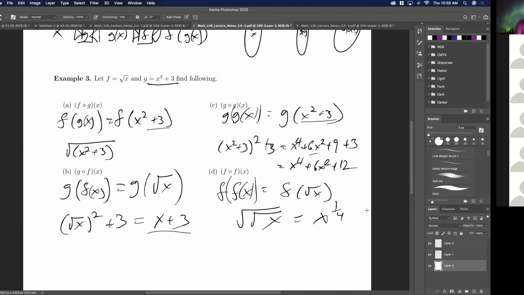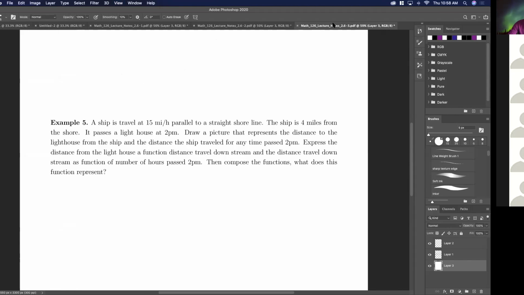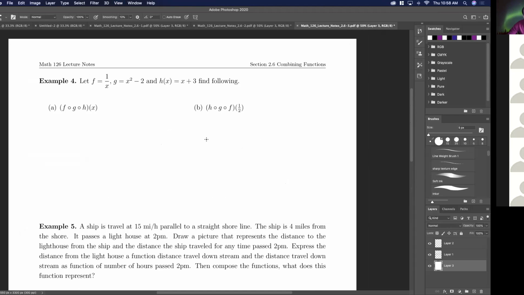All right. So let's do this last page real quick, and then we'll call it a day. Any questions? You guys done composition before? Yes, no?